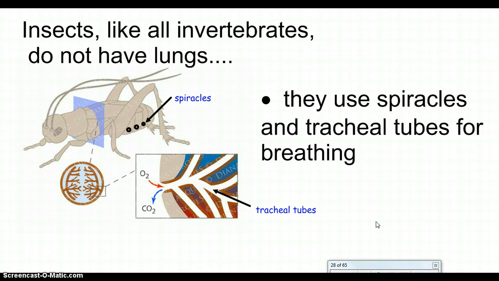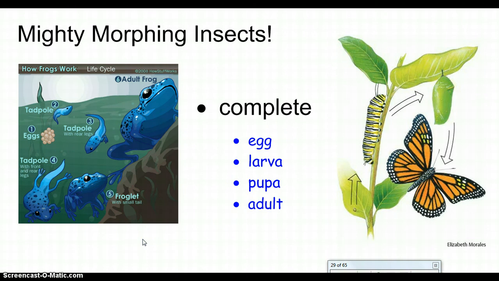Insects, like all invertebrates, do not have lungs. You're going to notice with your grasshopper, they have these little dots on their abdomen, and those are little tubes where oxygen is exchanged. Oxygen comes in those little pores, goes throughout their body through something called tracheal tubes, and then they expel the CO2. They don't have lungs. They don't have a whole organ dedicated to it.